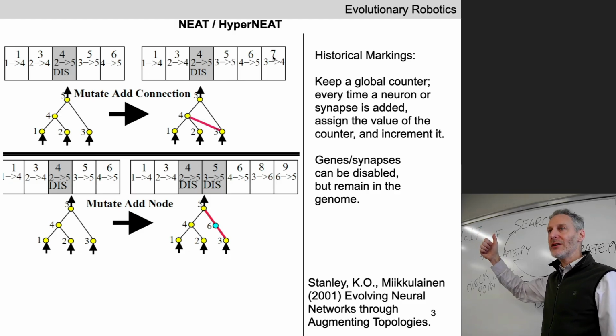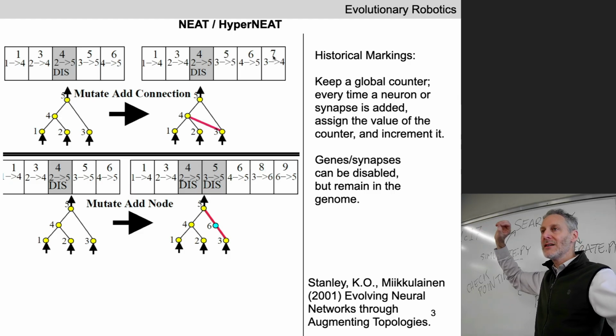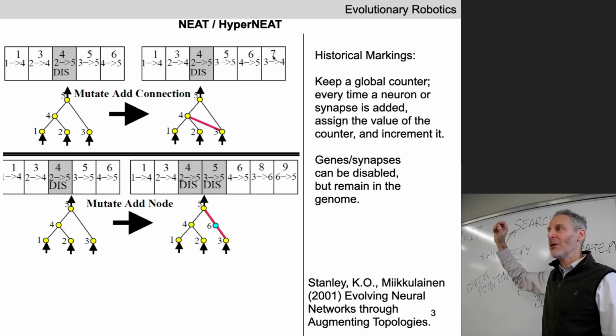Inside the NEAT algorithm, there's a global variable called innovation number, which is an integer, and it just increments. Every time there's a new genetic bit that's added, that innovation number is assigned to that synapse or neuron, and that global variable is incremented by 1.